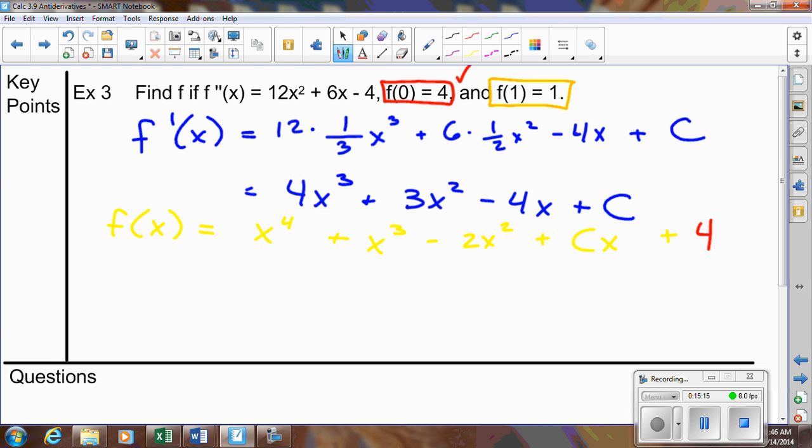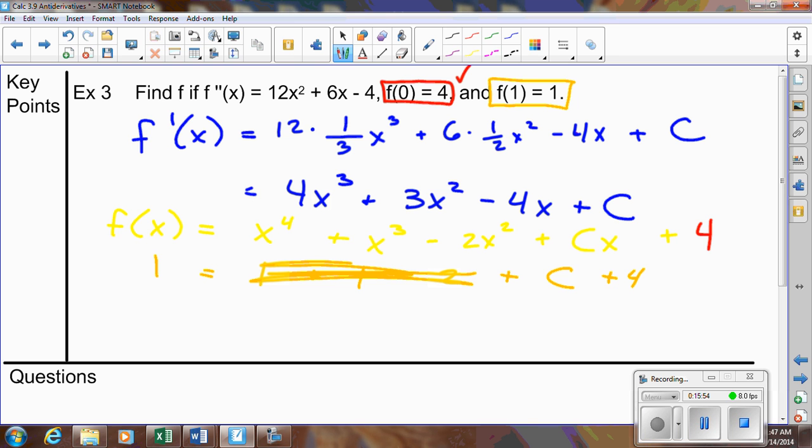If we plug in x equals 1, f of 1 is 1, so we'd get 1 is equal to 1 to the 4th plus 1 cubed minus 2 times 1 squared plus c times 1 plus 4. So 1 plus 1 is 2. Subtract 2 is 0. C plus 4 equals 1. So we subtract 4 and get C is negative 3.